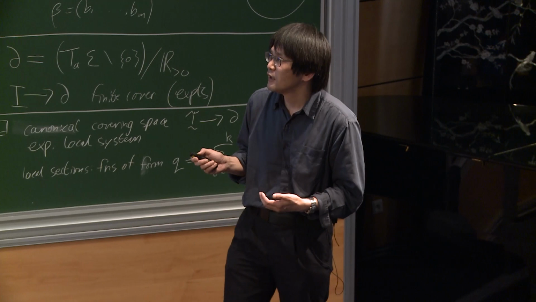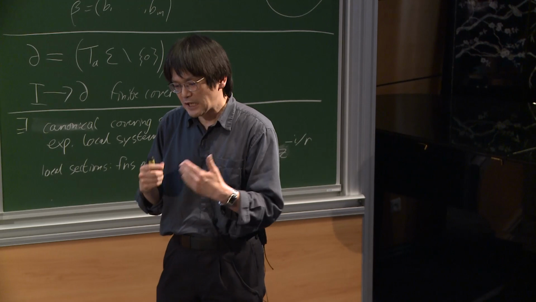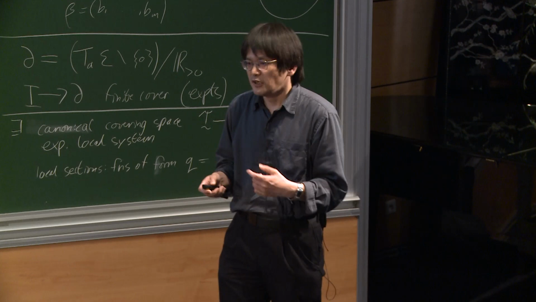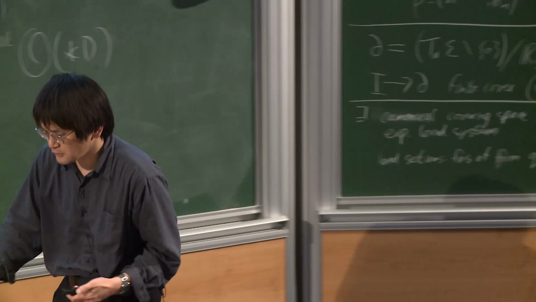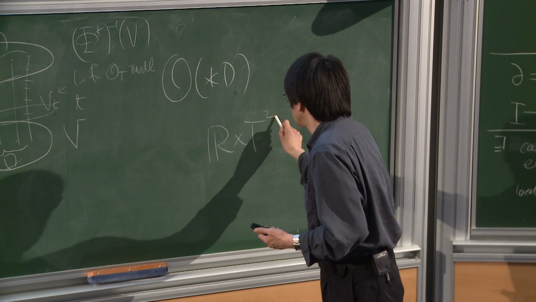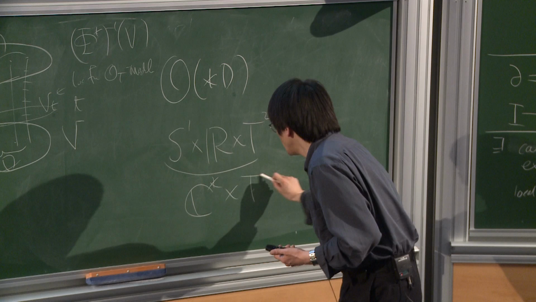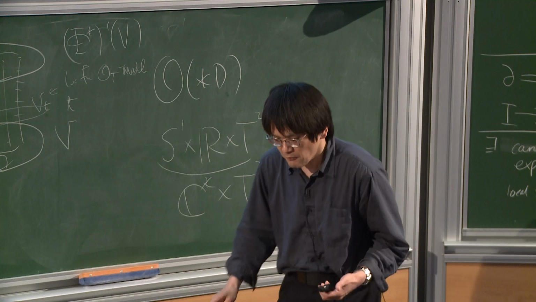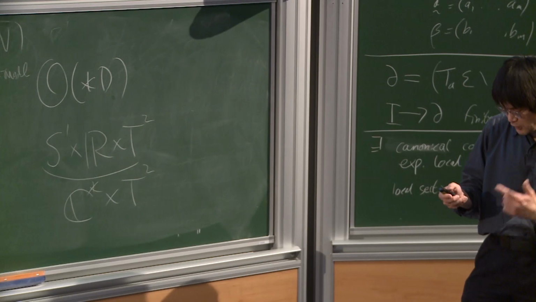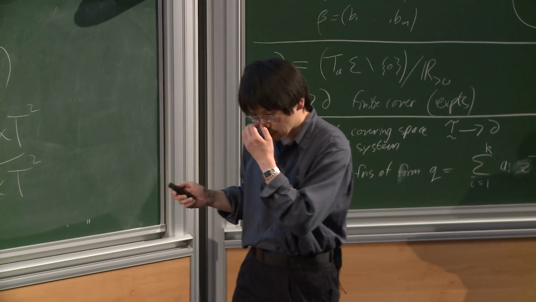But his theorem deals with the case where the Kähler manifold has finite volume. And in our case, if we consider R times T^2 times S^1, then we can regard this as C^* times T^2. And clearly, this Kähler manifold has infinite volume. So we cannot apply his theorem directly. So we need some modifications. That is also one of the important steps for these constructions, for our correspondence.